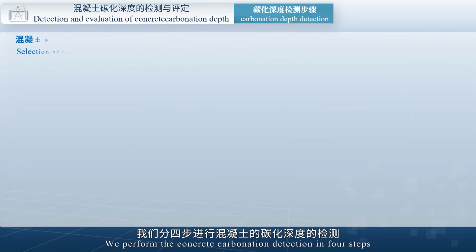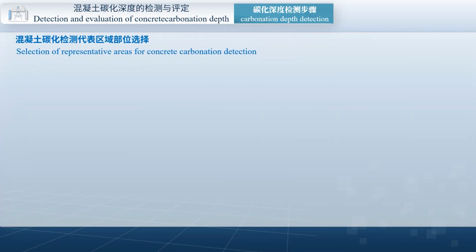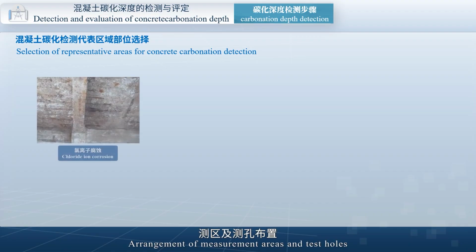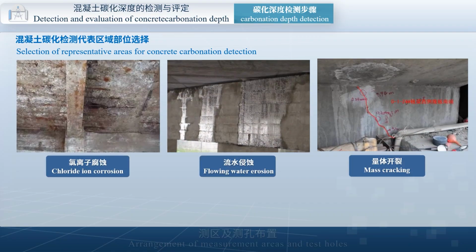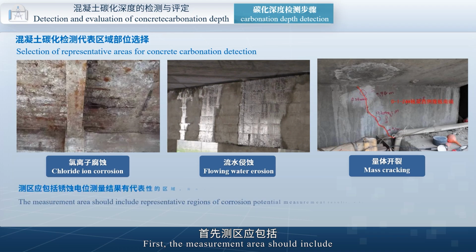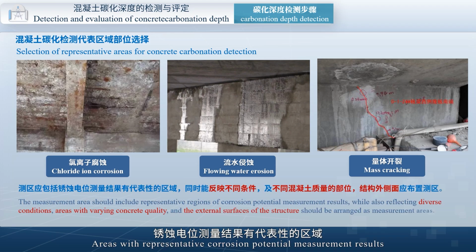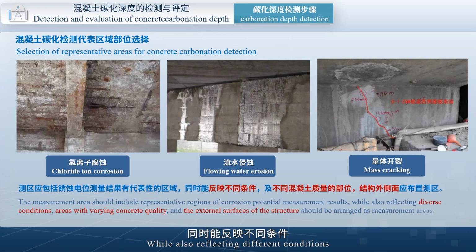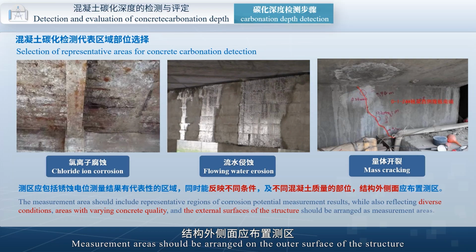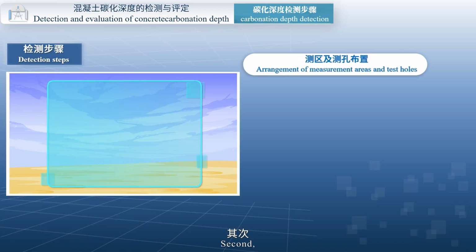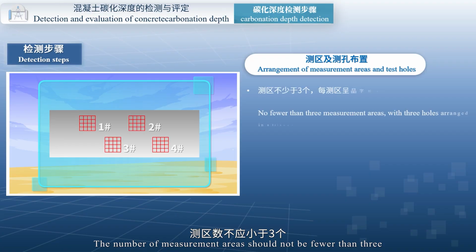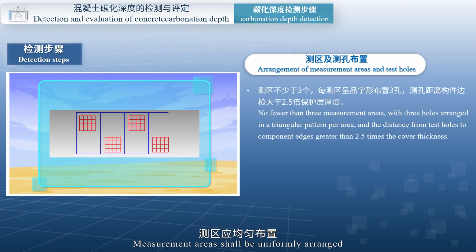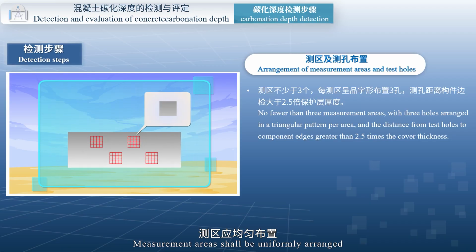We perform the concrete carbonation detection in 4 steps. Step 1. Arrangement of measurement areas and test holes. First, the measurement area should include areas with representative corrosion potential measurement results, while also reflecting different conditions and locations with varying concrete quality. Measurement areas should be arranged on the outer surface of the structure. Second, the number of measurement areas should not be fewer than 3. Measurement areas shall be uniformly arranged.